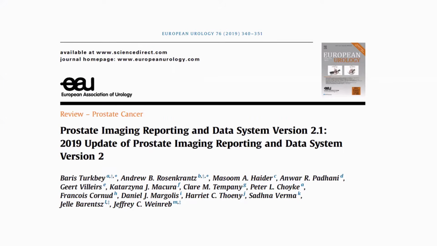Before starting our topic, I would like to emphasize that I have many sources. I reviewed all of these sources in the first part, in the last vignette. But today I add to these sources an important article regarding the Prostate Imaging Reporting and Data System, because we are now using the latest version, PI-RADS version 2.1.